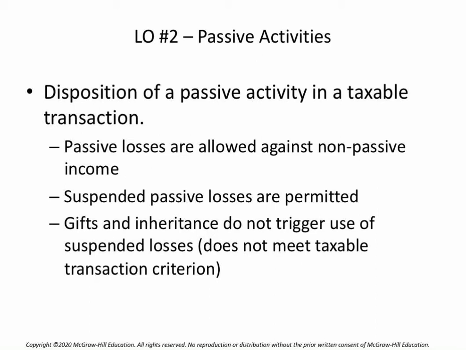Passive losses are in this situation going to be allowed against non-passive income. And then suspended passive losses are going to be permitted as well. So if we are selling off the business that has these accumulated losses, we're going to be able to take them at that point. However, this needs to be in a taxable transaction. So a gift or inheritance would not trigger the use of those suspended losses.